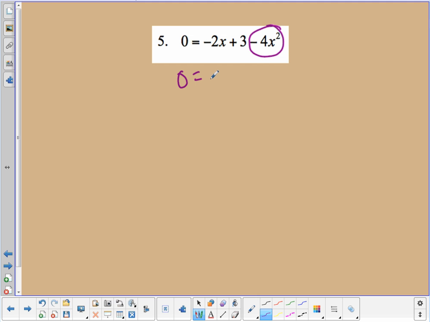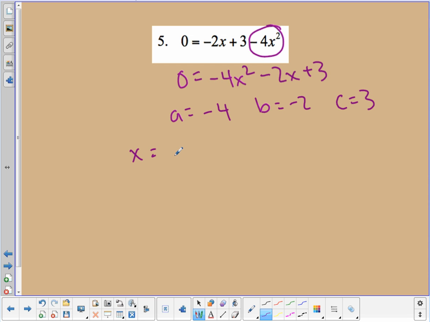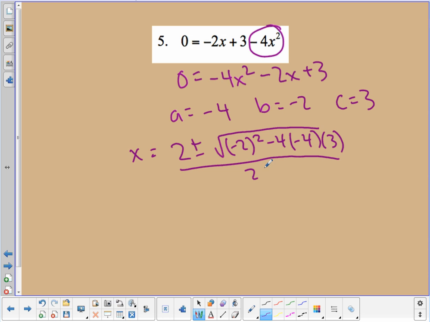I highly, highly suggest that you rewrite this in standard form before you go any further so that you recognize that A is in fact negative 4, B is in fact negative 2, and C is 3. Now we can go ahead and plug it into the quadratic formula. So x equals the opposite of b plus or minus the square root of b squared minus 4 times A times C, all over 2 times A.